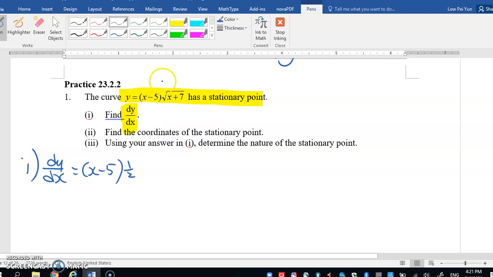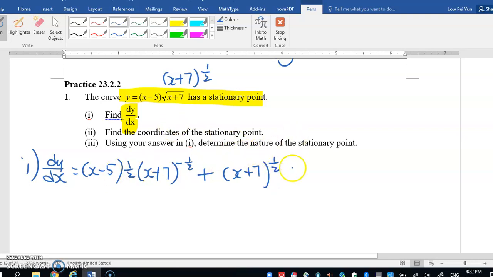Differentiate the second function. This is power half, remember. I am going to bring down the power reduced by 1, which is negative half, and times the differentiation of x plus 7, which is 1, so it doesn't matter. So over here I'll write plus, keep my second function, which is x plus 7 to the power of half, and times the differentiation of the first function, which is 1. So there we have it.